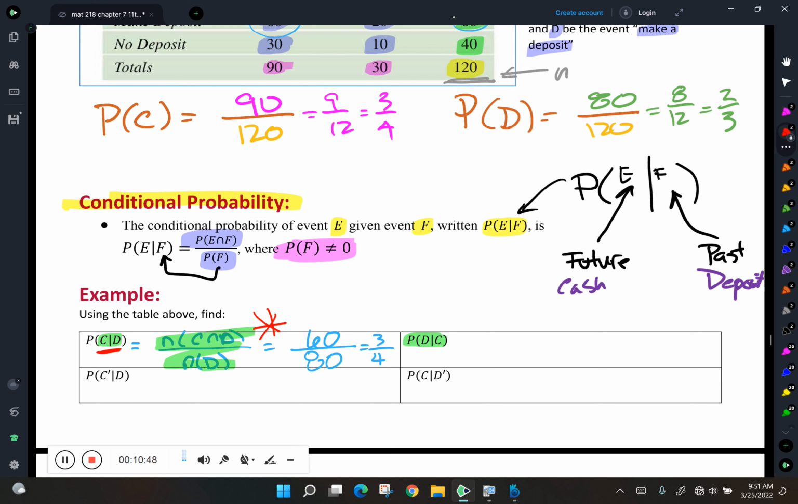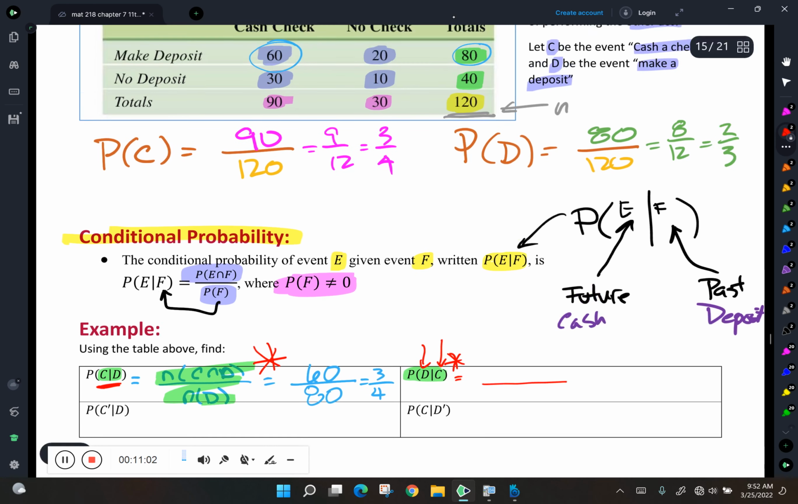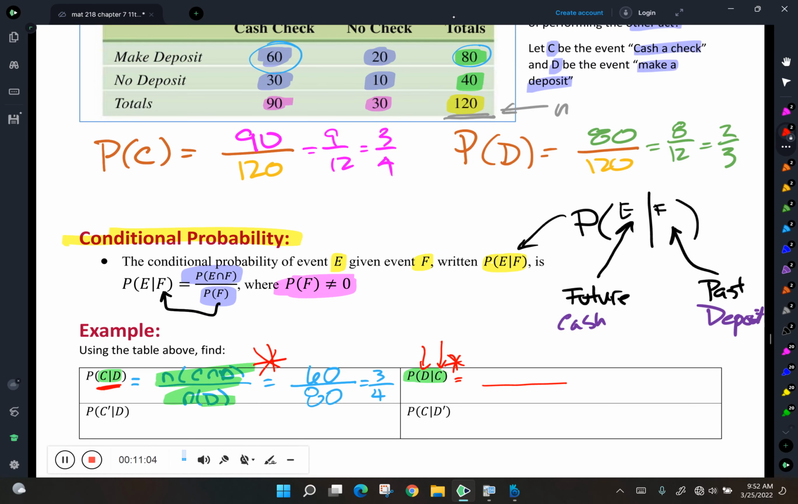if we know that they made a deposit at the bank. This one over here flips that narrative and says, what's the probability that the future event will be make a deposit if we know that they cashed a check? Right. And so I'm going to use the number way because I've got the numbers up there. So this is going to be the number of elements in deposit intersect cash a check divided by the number of elements in the cash a check.